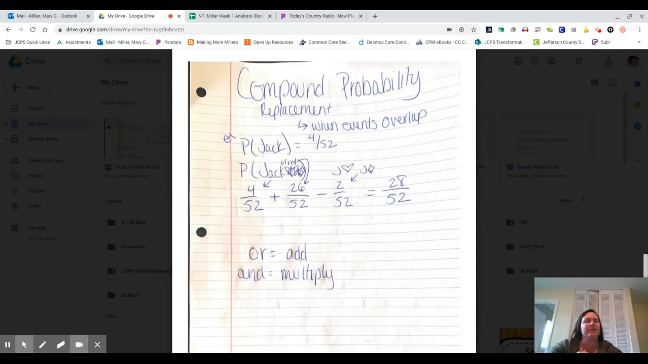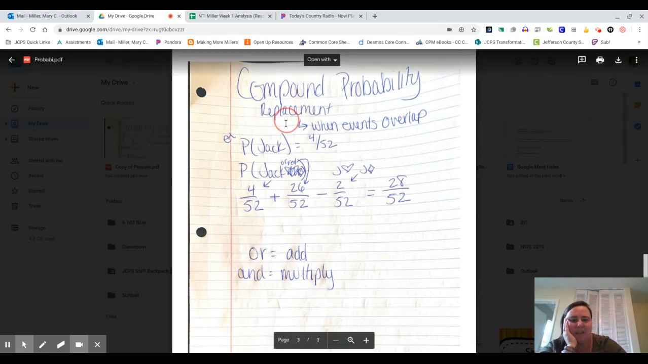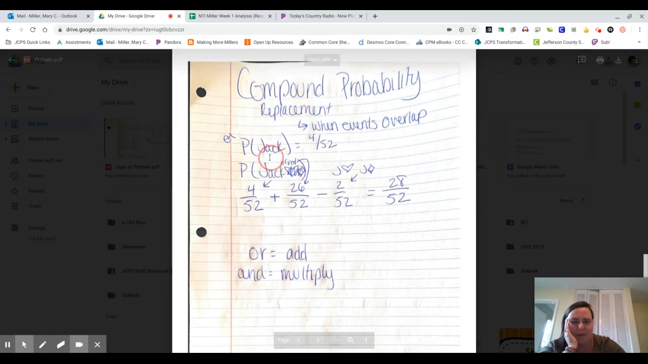Okay, this is the last thing that I want to get into today before we finish up, and it's called compound probability. This is when you have something that there's a replacement, okay? This is when there's some overlap that goes on. So, like if we were finding the probability of a jack, it would be 4 out of 52 total cards, if we're talking about a standard deck of cards.